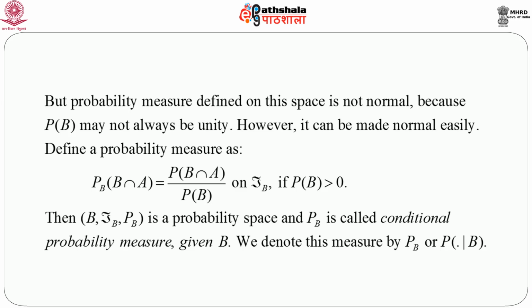Now, we denote this measure by P_B, or P of some set, dot, given B. So this is the way we define conditional probability measure. The only important thing is that, although it is very easy, probability of B may not always be equal to 1. So we just normalize it by dividing the probability of any intersection of two events by probability of B. It is a very easy way to construct a conditional probability measure. So this gives us a formal definition of a probability space on which we can define conditional probability measure.